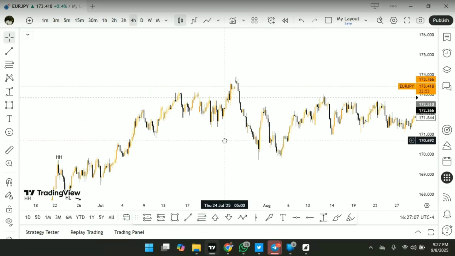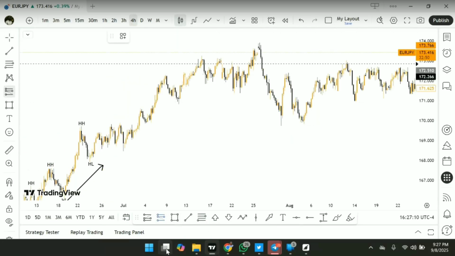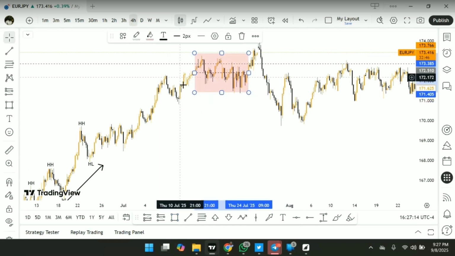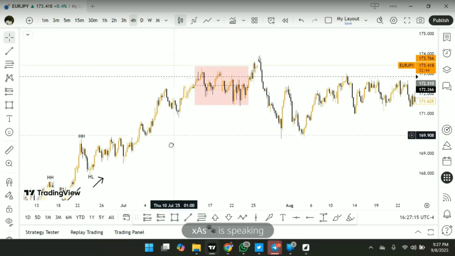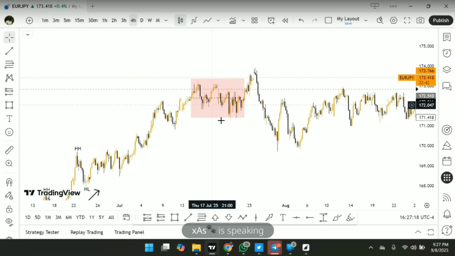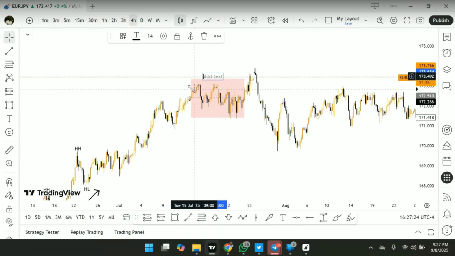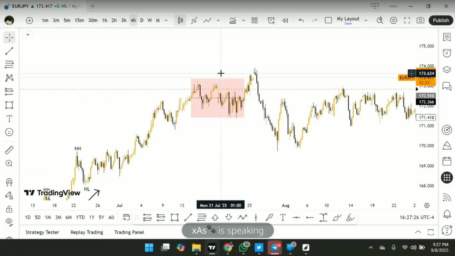Now looking at this zone, this one is ranging. The market is choppy, going sideways. It's neither giving us a higher high nor a higher low. So we call this zone a ranging market. During this range, if we go to a lower time frame, you will see so much noise, nothing will be happening.